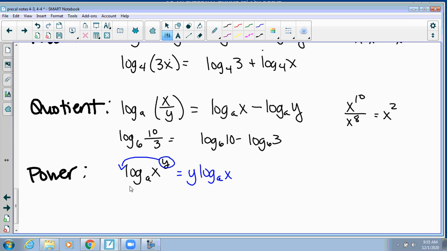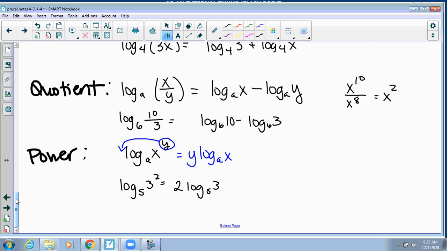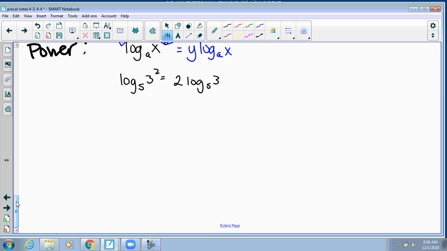All right, so an example of that is if I had log base 5 of 3 to the 2nd, that's going to be 2 times log base 5 of 3. We're going to go ahead and use all of these properties, combine them all together, and expand and condense our logarithm. So expand means take them from a single log and make it into multiple. Condense means to take multiple logs and combine them into one single logarithm.